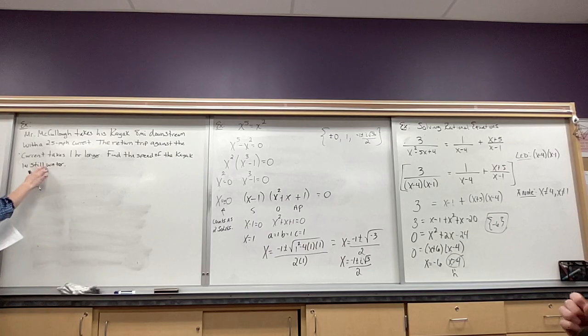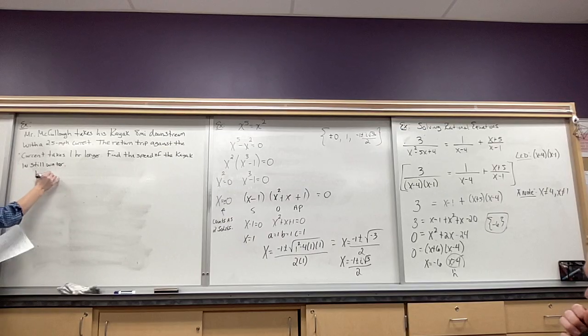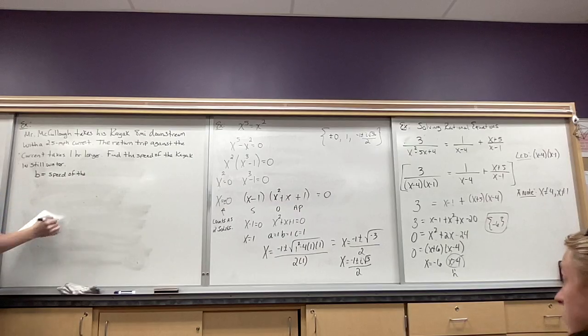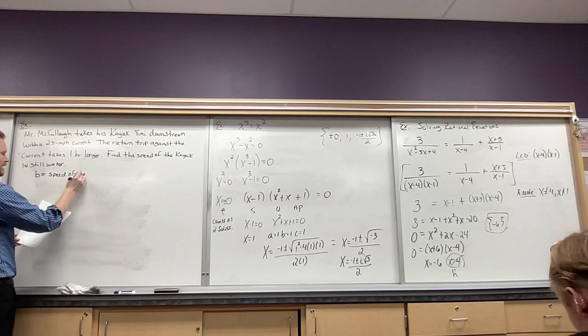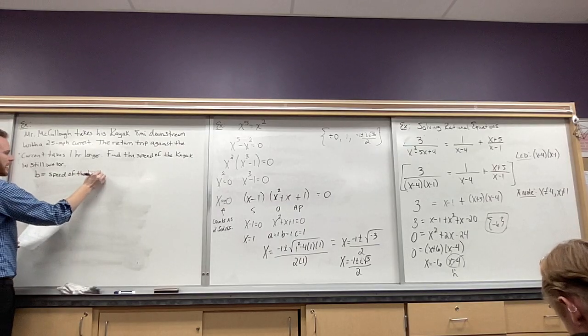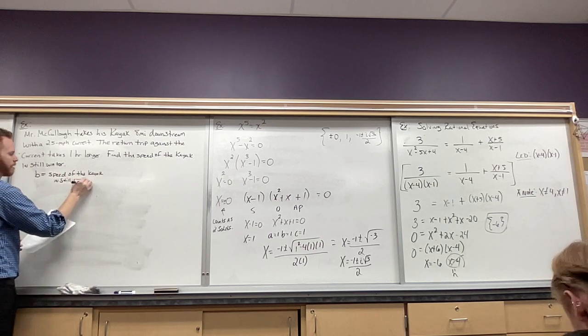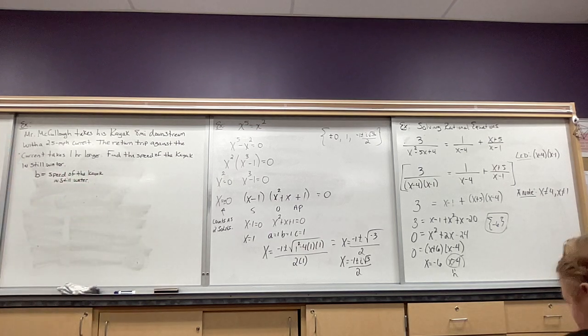So I don't know what my speed is in still water. So I'm going to let b be that. So b would just be the speed of the boat. I keep saying boat, it's kayak. But speed of the kayak in still water, okay? So without the current.